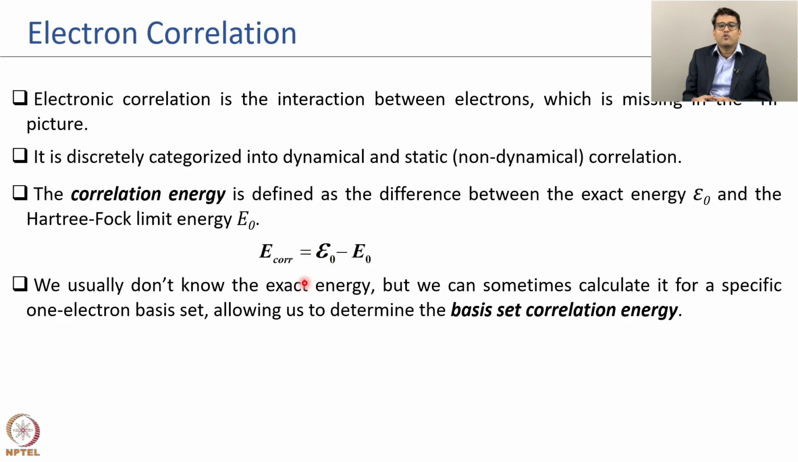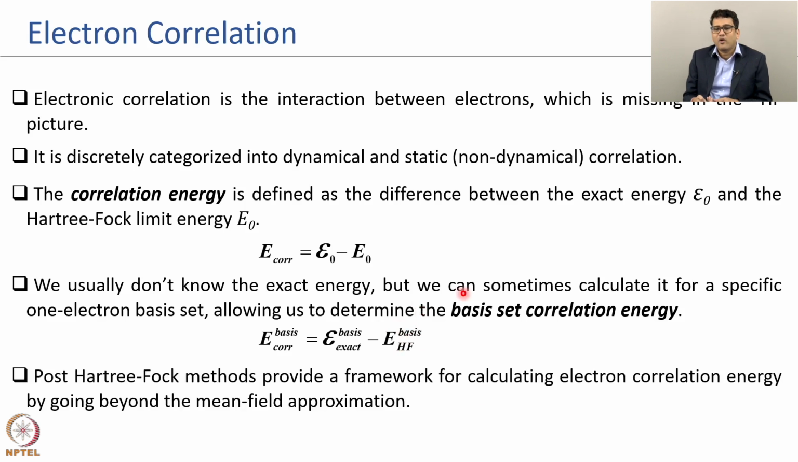Of course, we do not know the exact energy, because we will be solving everything in a one electron basis. So, we can sometimes calculate it for a specific one electron basis set, and that is what we are going to use in most of the cases. When we say correlation energy, we will mean basis set correlation energy. That means it is the difference of the exact energy within that particular one electron basis and the Hartree-Fock energy in that particular basis. So, correlation energy will be synonymous with basis set correlation energy for all this discussion.